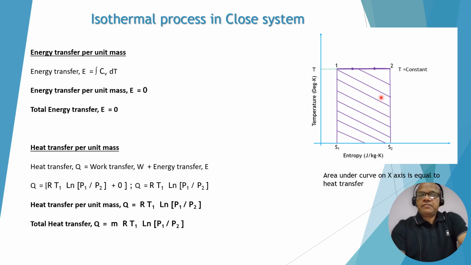On the TS diagram, you can see the area under the curve on the x-axis is the heat transfer. So when heat is increasing, the entropy is increasing. When heat is decreasing, entropy is decreasing.